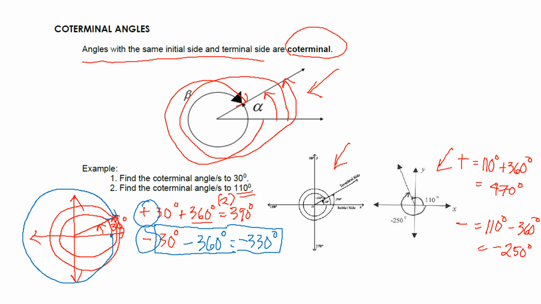Again, if you want one complete 360 movement, you can multiply it by 1, then by 2, and so on and so forth. Similarly, if you have a negative, you can just move clockwise, or times 2. So that's how you find coterminal angles.